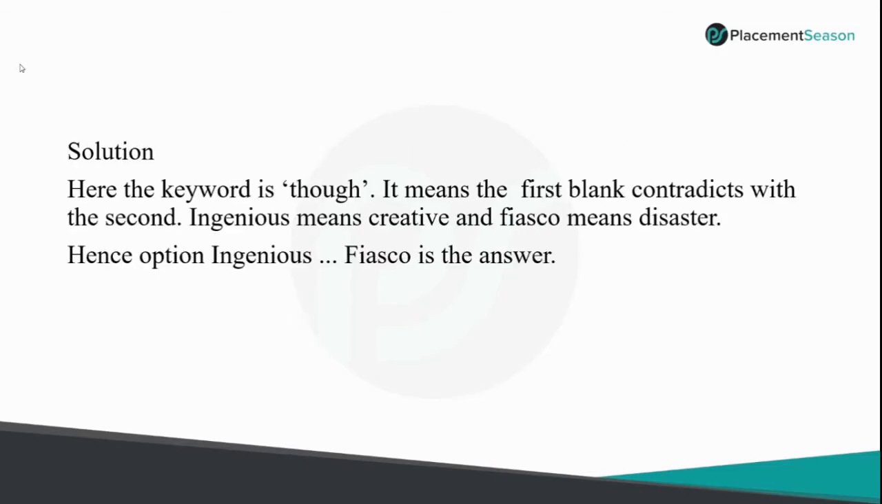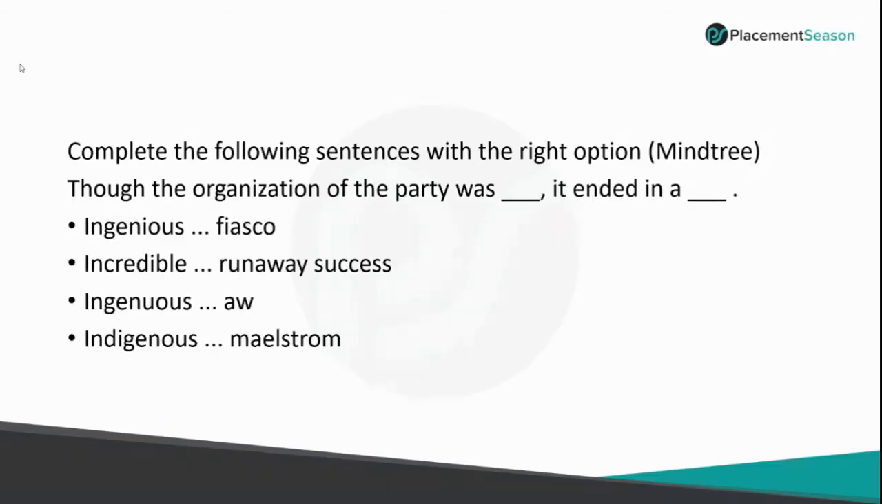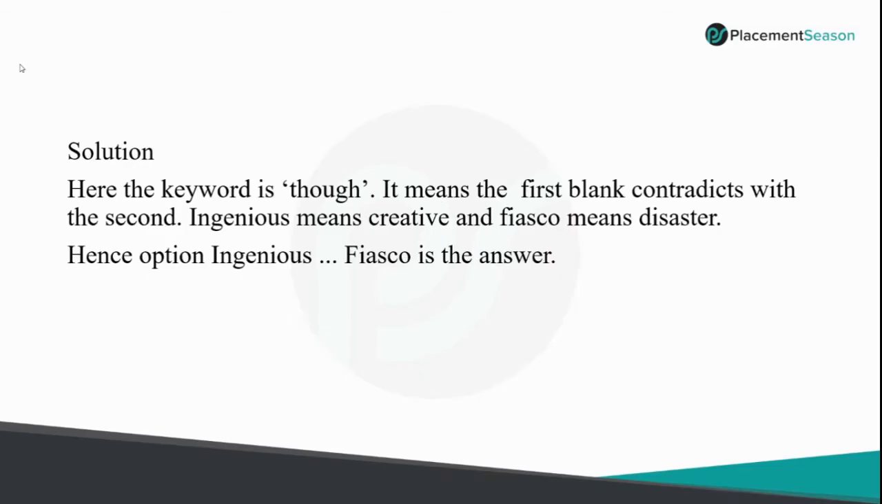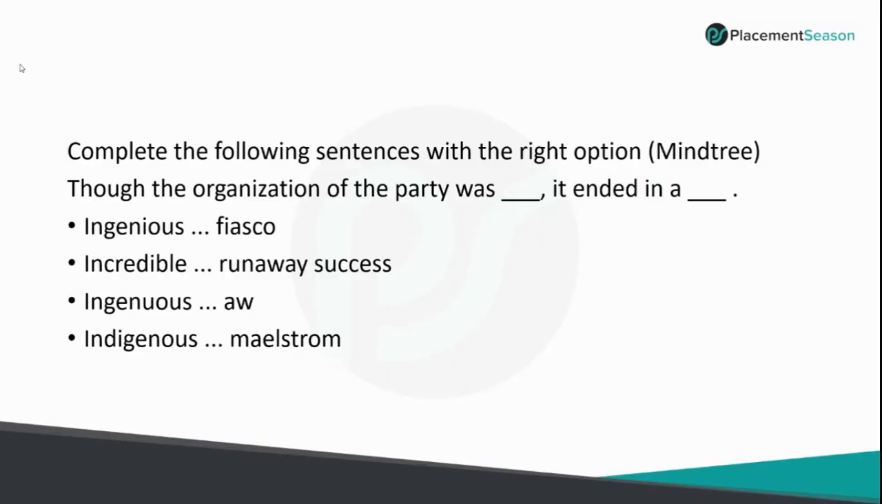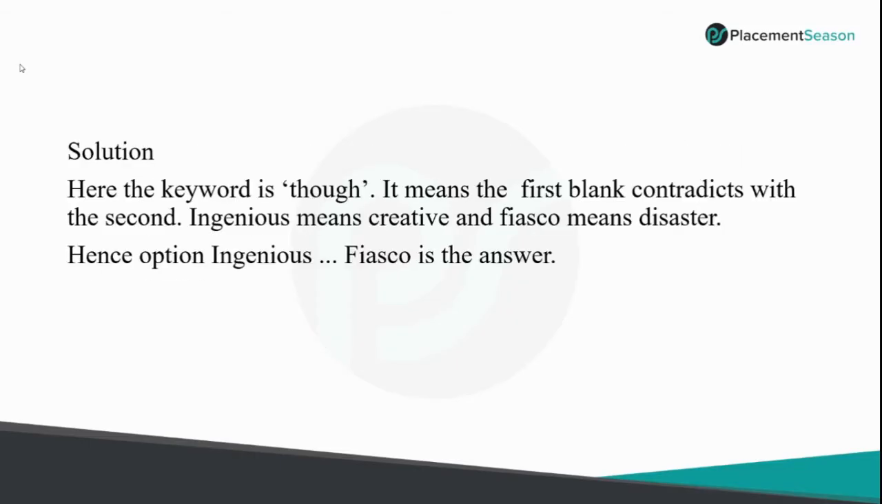Your answer. The keyword of the sentence is though. Now let's come back to the question. Organization of the party was dash. It ended in a dash. So it means that the first blank is again in contrast. The second blank, which means though over here is a contrast indicator. Ingenious means creative. Fiasco means disaster. So though the organization of the party was ingenious, it ended in a complete failure, that is fiasco.